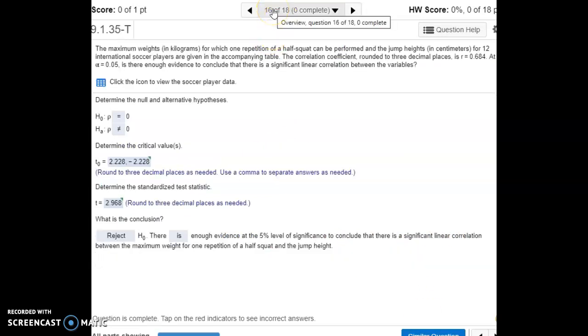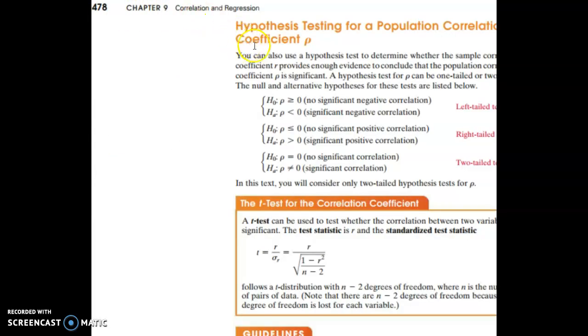For number 16, we're looking to see if there is a correlation for soccer players between the amount of weight they can squat and how high they can jump. We're looking to just conclude if there is a linear correlation. We're not specified whether it's positive or negative correlation. So when setting up our hypothesis test, our alternative will be not equal to. We'll do a two-tailed test just to check for any sort of significant correlation.